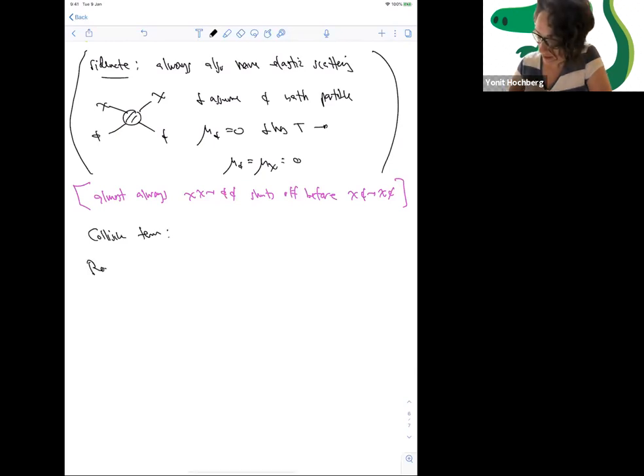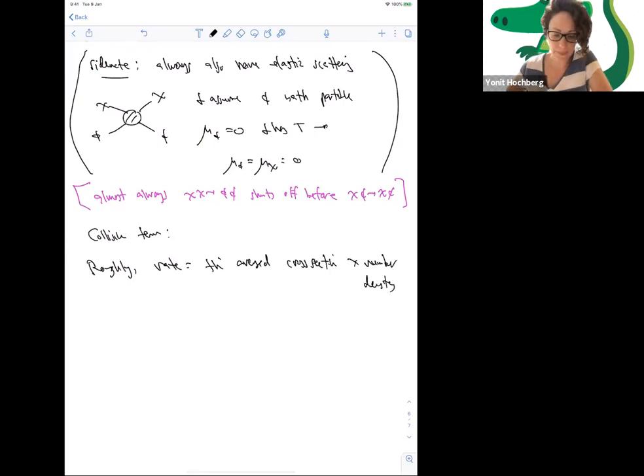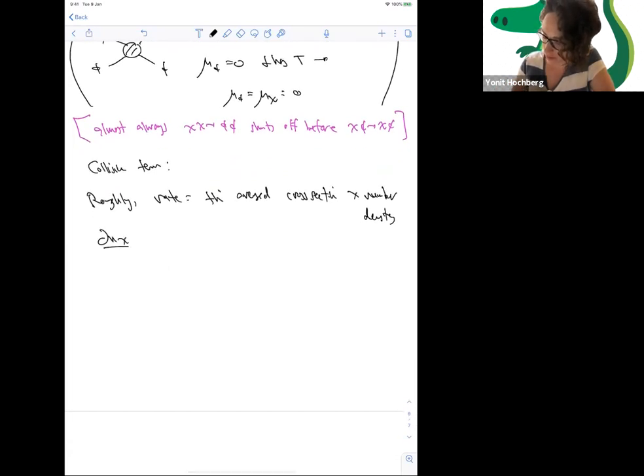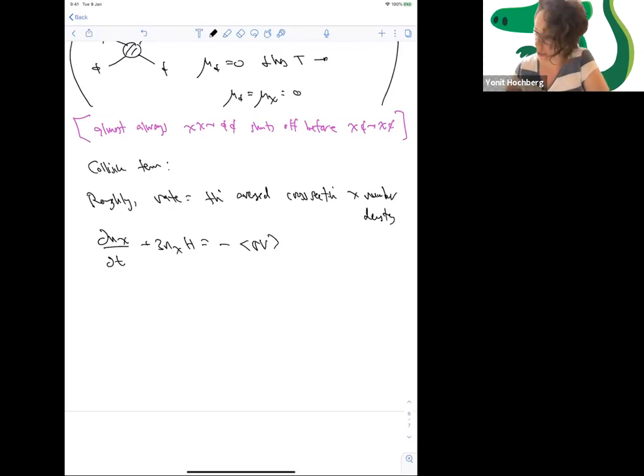So you can roughly think of things as a rate for some process to happen being the thermally averaged cross-section times number densities. And so what this ends up looking like, and I'm sure you've already seen this equation, is dn/dt + 3nχH = -⟨σv⟩ for χ annihilating to φ, times, taking into account both the forward annihilation process and the back reaction production process, nχ² minus nχ,eq².